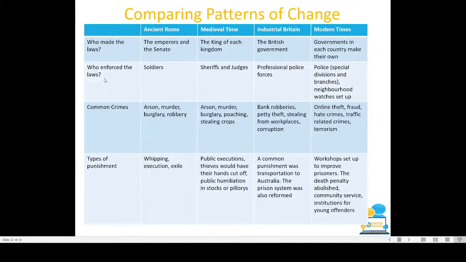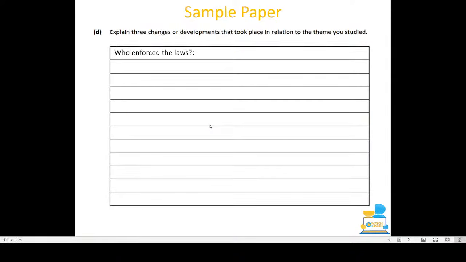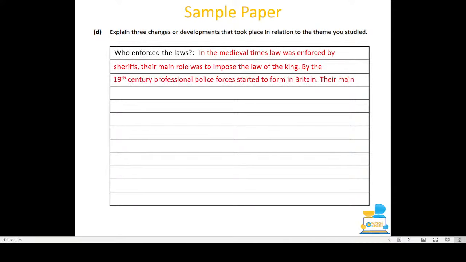So if we have a look here, who enforced the laws? I am going to go here and I'll add that in here. So who enforced the laws? And what I have here is, in the medieval times, law was enforced by sheriffs. Their main role was to impose the law of the king. But by the 19th century, professional police forces started to form in Britain. And their main role was to prevent crimes before they had happened. Okay, so that is my first section. I've covered my first change. So the first change I look at is who enforced the laws.